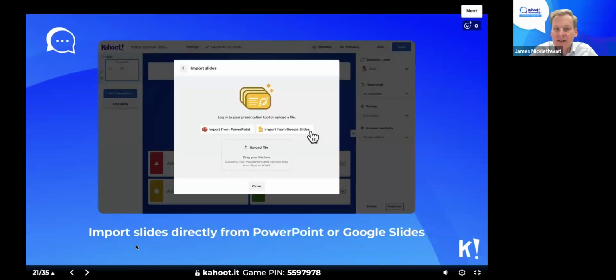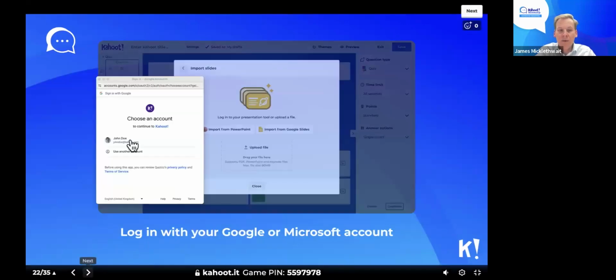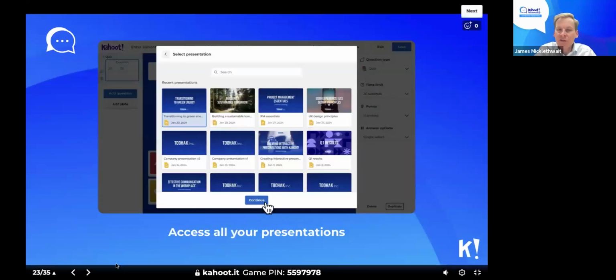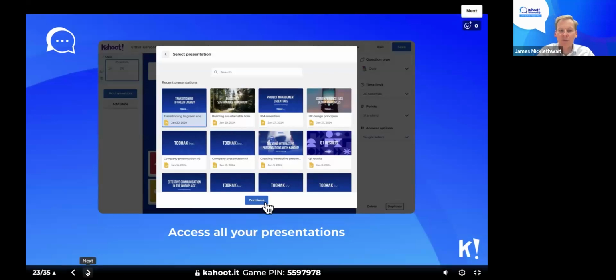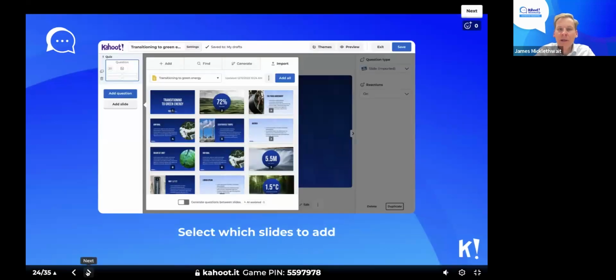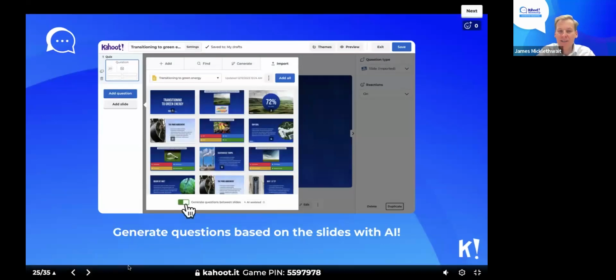The first thing you'll see is an opportunity to import your slides from either PowerPoint or Google Slides. I'm going to start with this example of Google Slides. You'll sign in with your Google account as normal, and straight away you'll see your presentations in Google Drive in this example, and you'll be able to select the presentation that you want. Once you've done that, you'll be able to select the slides which you want to add. Remember what I said before, that you'll want to think about your key points, so you may not want to add them all. So you select your slides, and here's where the AI magic starts to come in.